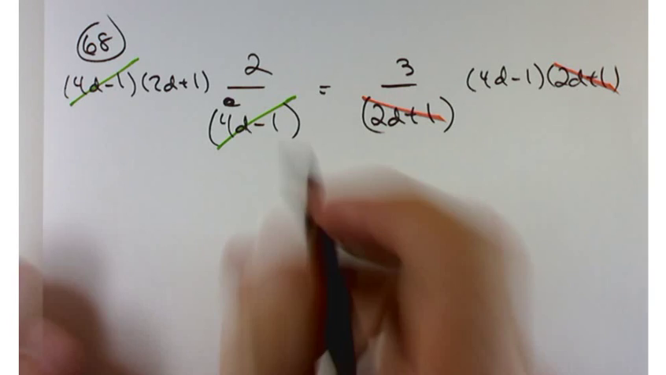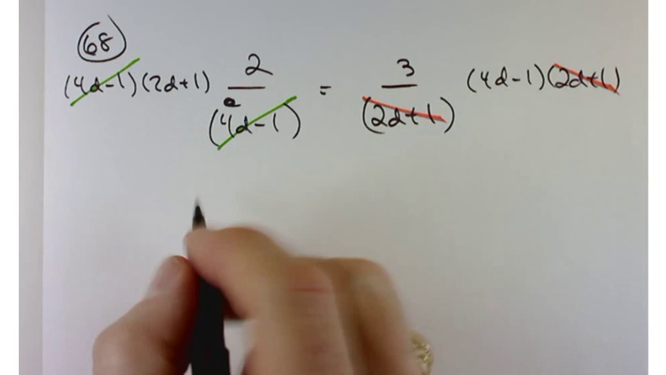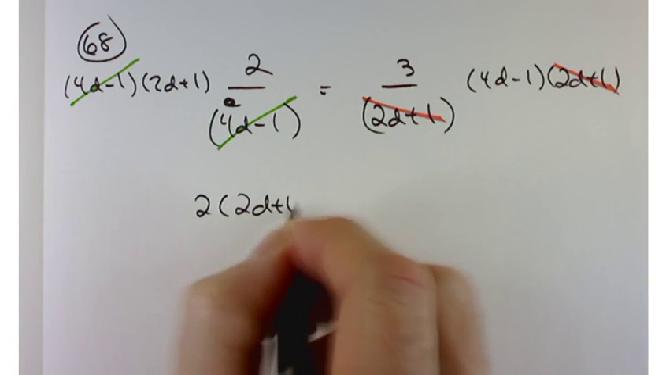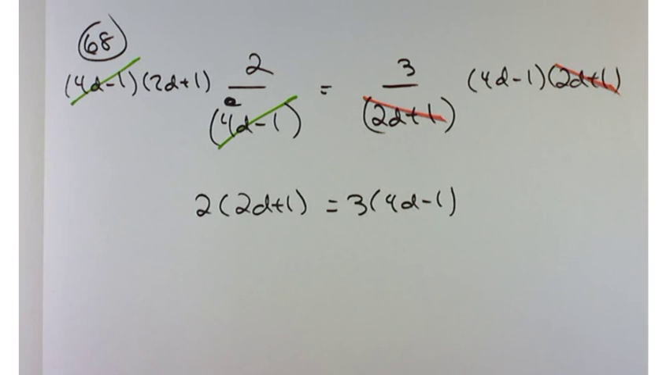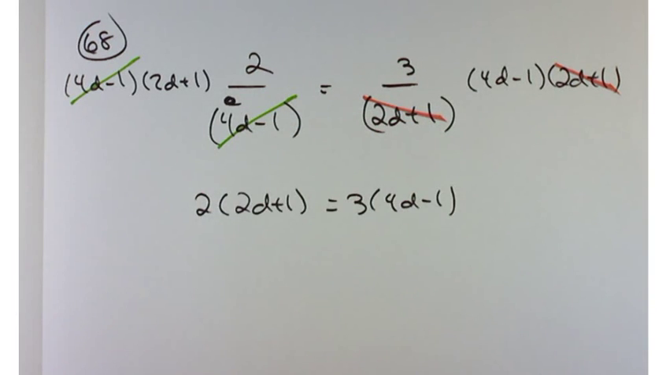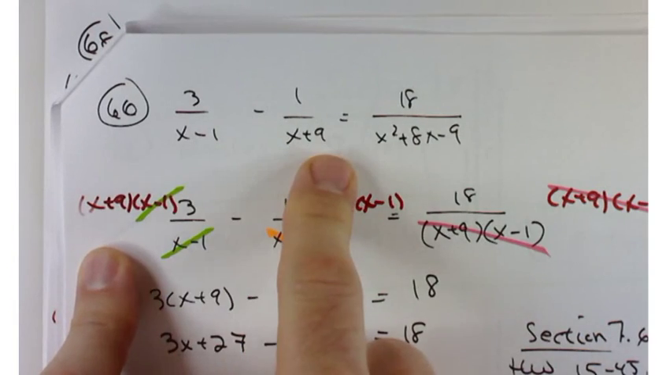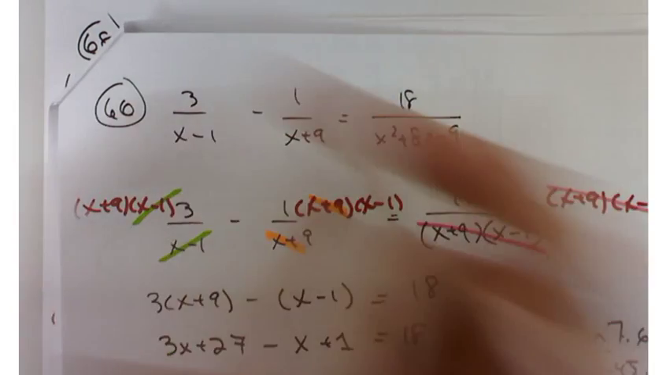And yes, Preston, this is the same thing we would have gotten just a minute ago by cross-multiplying. 2 times 2d plus 1 equals 3 times 4d minus 1. But this is kind of a justification of why we can do the cross multiplication. So that's why I did it. I do want to note, though, that this only works if you have one fraction equals another. Now in section 7.6, you can't do that. This is not one fraction equals another. You can't cross multiply here.